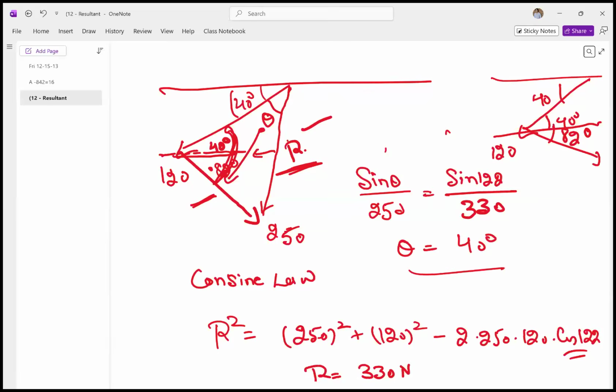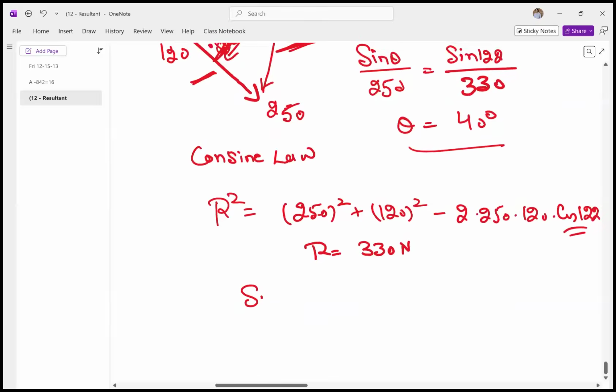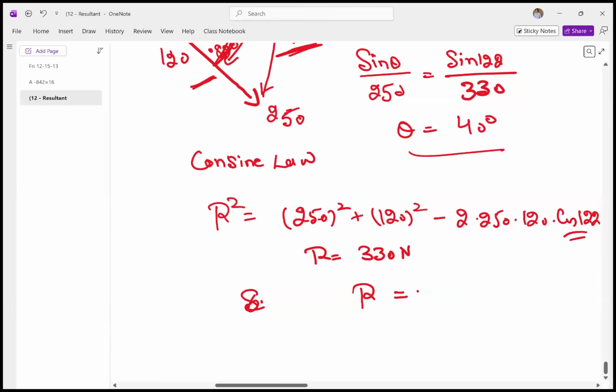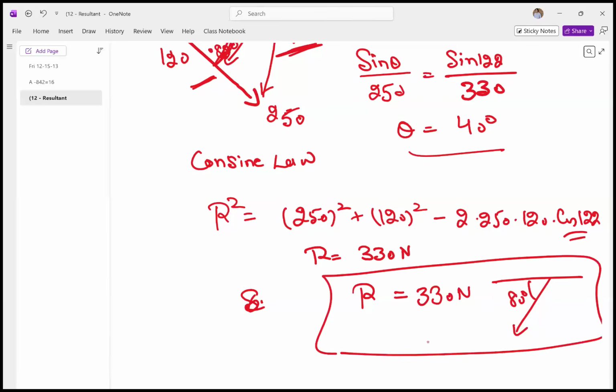So now I can compile my result. The resultant is equal to 330 newtons at an angle with the horizontal of 80 degrees, because 40 plus 40 is 80 degrees. So hopefully you were able to understand these two questions.